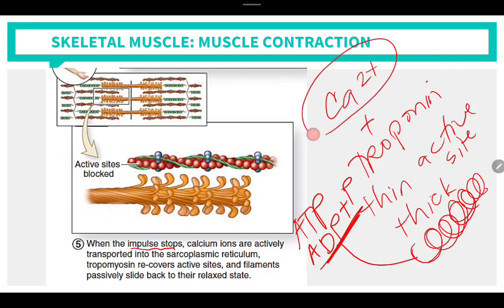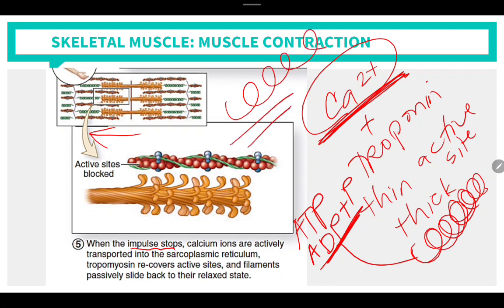So our calcium ions that are present in the sarcoplasm will now go back to the sarcoplasmic reticulum. Tropomyosin recovers the active sites, so our active sites will be covered again. And the filaments passively slide back. That means they go back to where they need to be, to the relaxed state. So the twisting and turning from earlier will go back to the relaxed state. I hope you understood that.